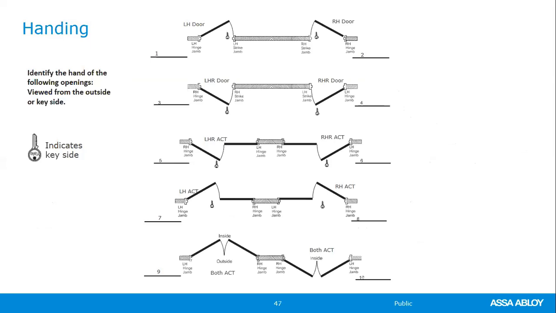And speaking of handing, the main thing you want to always remember is that you have to be on your key side. Which way does the door swing? If you're on the key side and the door swings towards you, it will always be a right-hand reverse or left-hand reverse door. If you're on the key side and the door swings away from you, it's always going to be a right-hand door or a left-hand door.